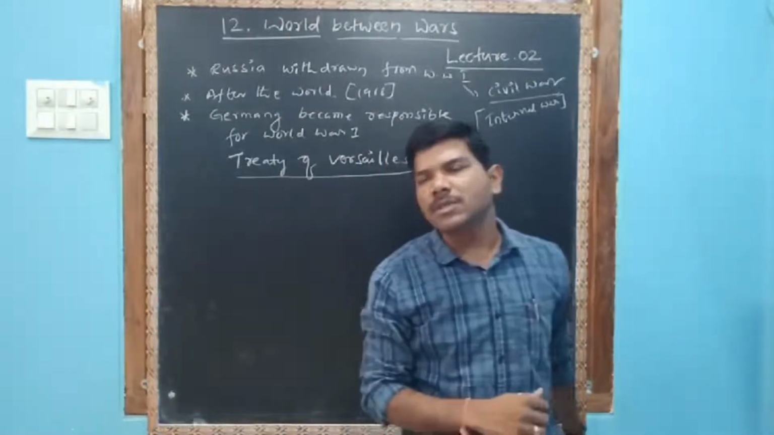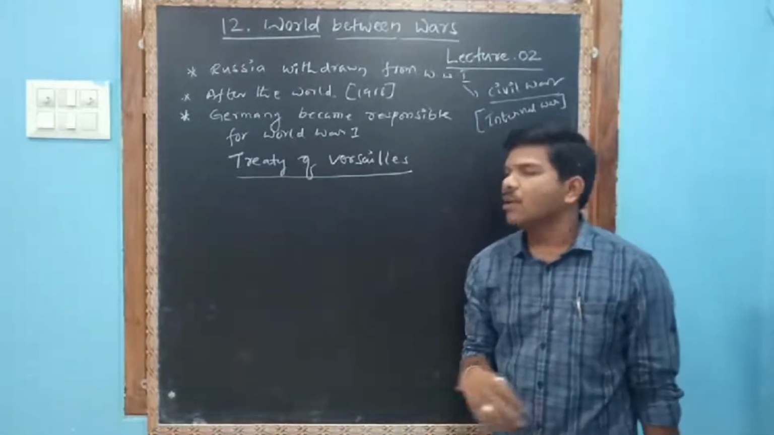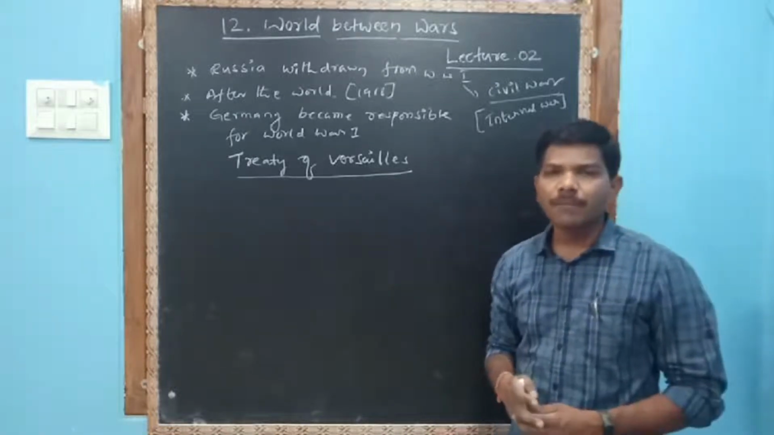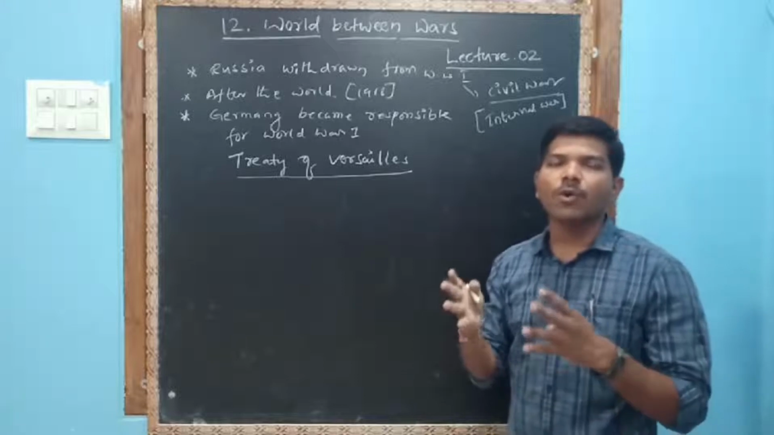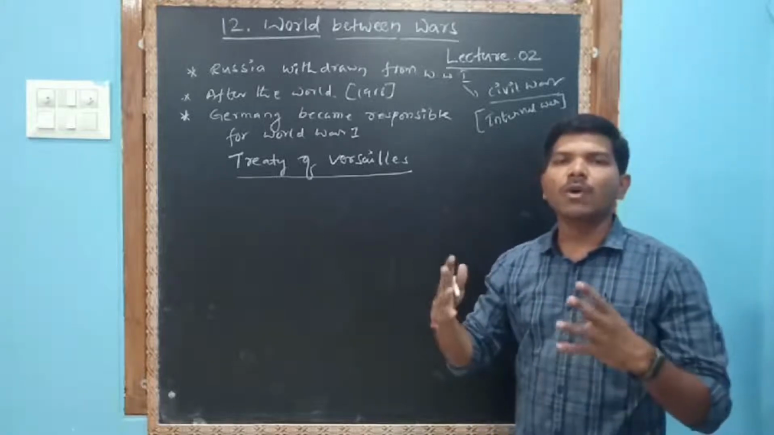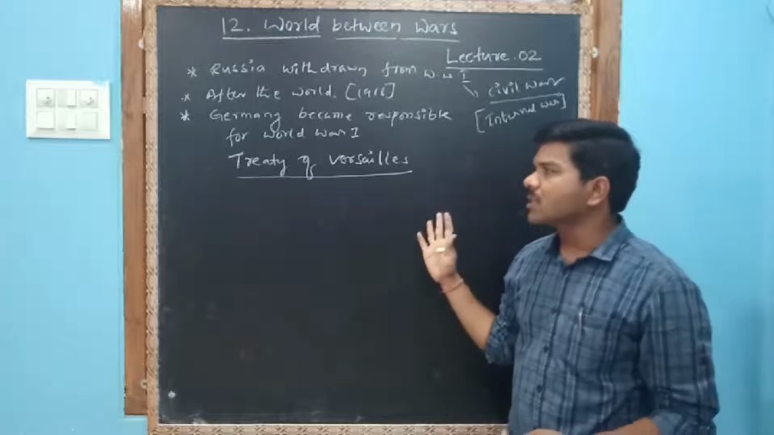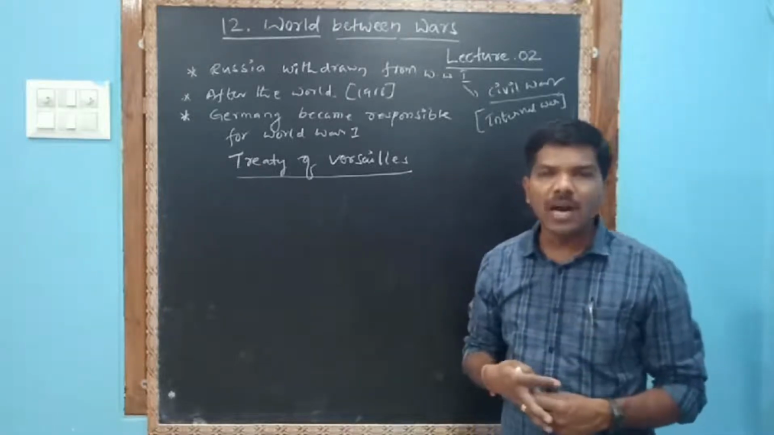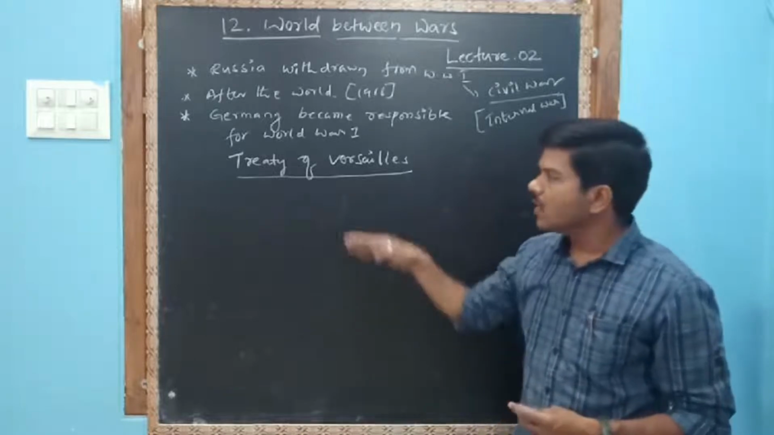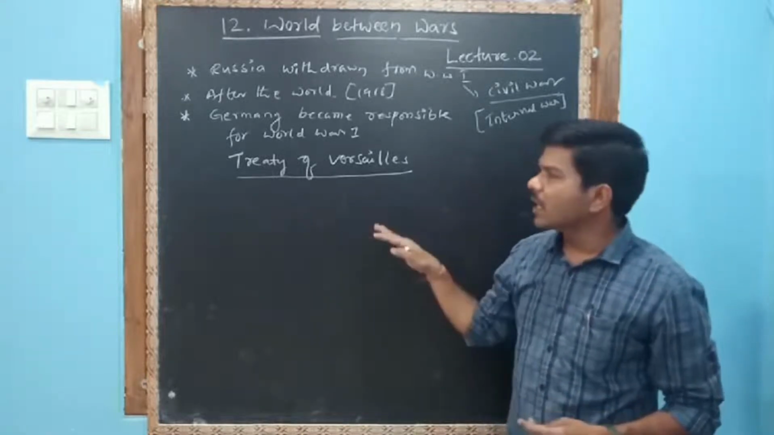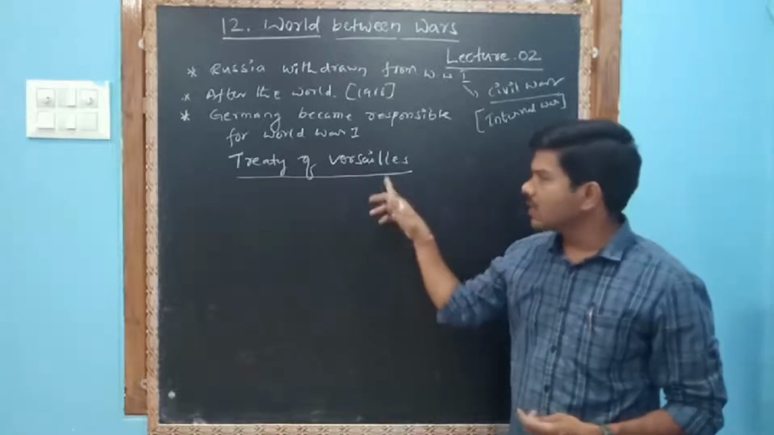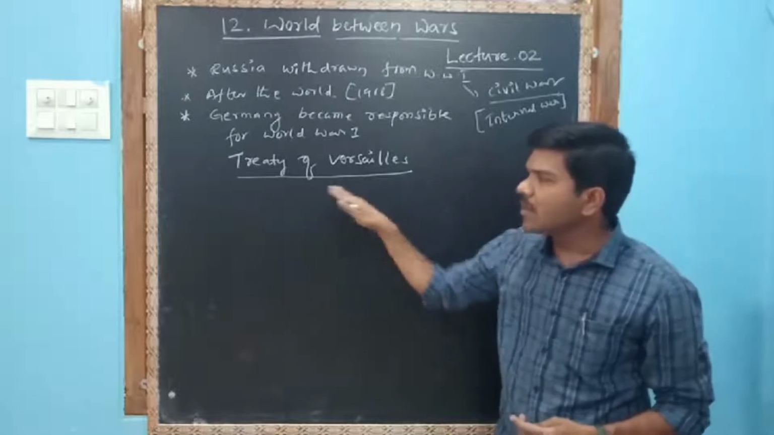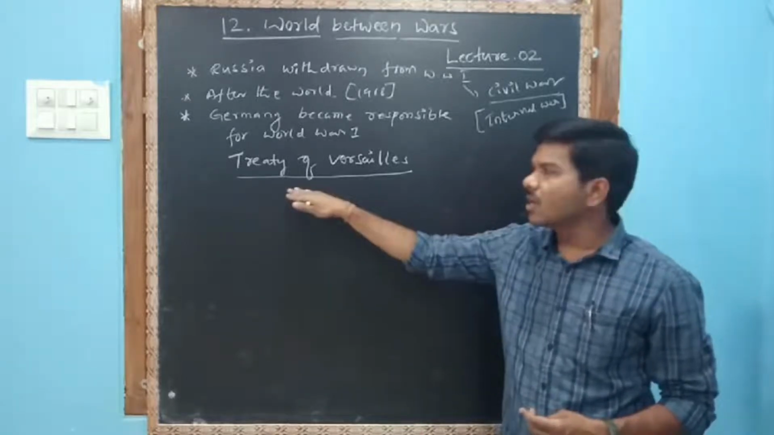A question may come for 2 marks or 4 marks: what are the terms and conditions of the Treaty of Versailles? You might be aware that whenever a war between countries is concluded, usually treaties are made. Treaties means agreements, made between the countries. Here also an agreement was made in Versailles, France. So this became the Treaty of Versailles.